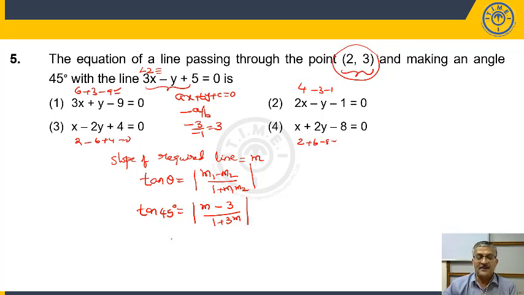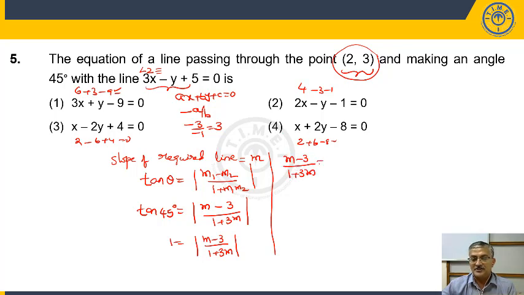We know that tan 45 is 1. So the expression is mod of (m minus 3) by (1 plus 3m). Whenever modulus is there, we have two possibilities, either +1 or -1. So (m minus 3) by (1 plus 3m) is equal to 1, or (m minus 3) by (1 plus 3m) is equal to -1. Two possibilities.